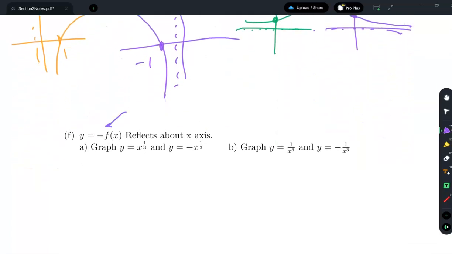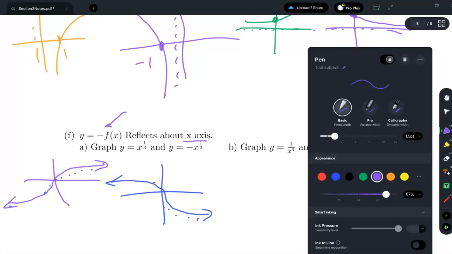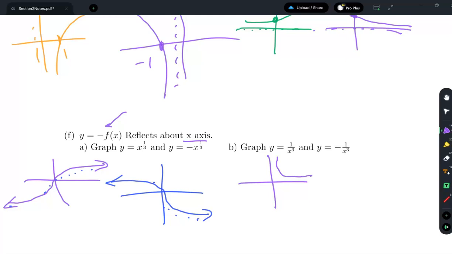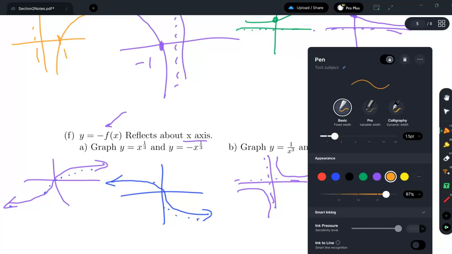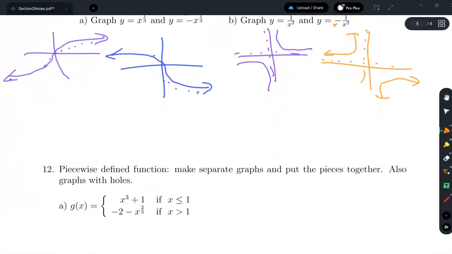This negative in the front flips it about the x-axis. So x to the 1/3 looks like that. So to take this one, you're going to flip it about the x-axis. So it's going to just look like that, right? This part here comes down here. This part here comes up here. So 1 over x cubed is like 1 over x. So that's got a vertical and a horizontal asymptote. And then this negative in the front is going to keep the asymptotes the same, only it's going to flip it over the x-axis. All right, we'll stop there.